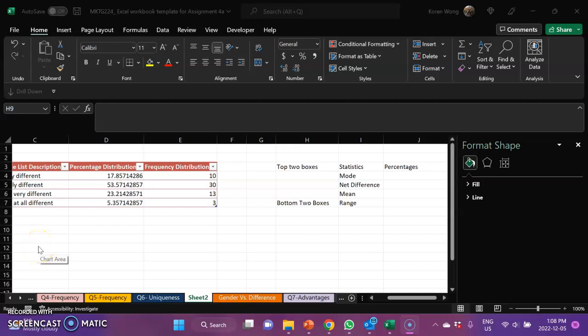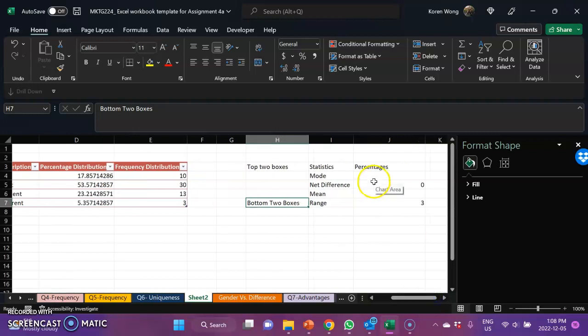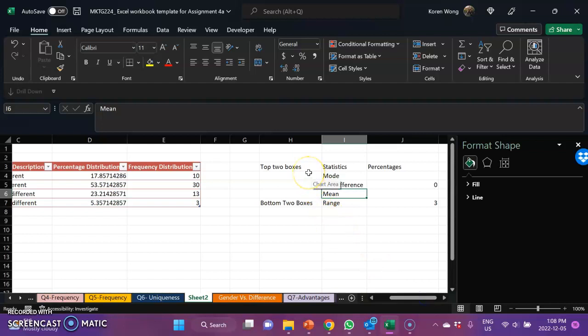Hello guys, so as promised, I'm going to show you what the top two boxes mean, what the bottom two boxes mean, how to calculate the mode, what net difference means, how to calculate the mean, and another word for top two boxes, it also means T2B as well.